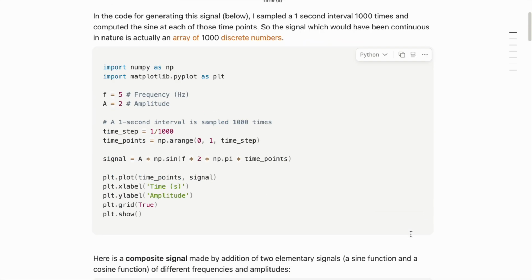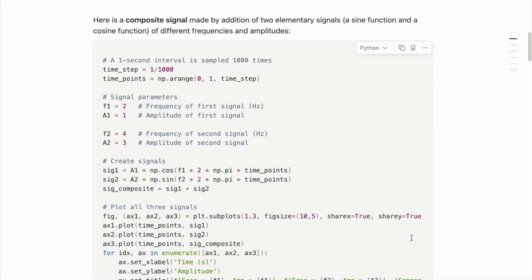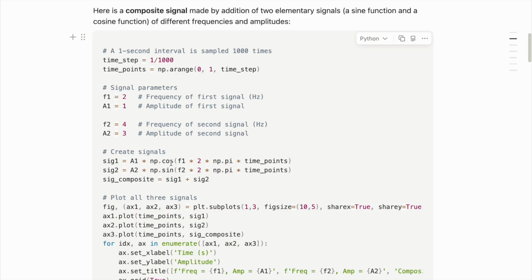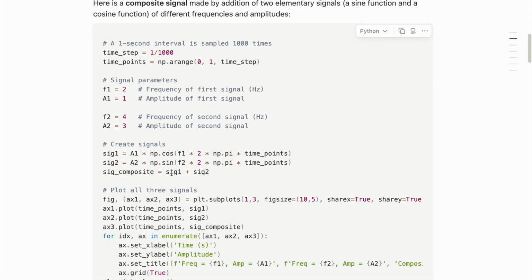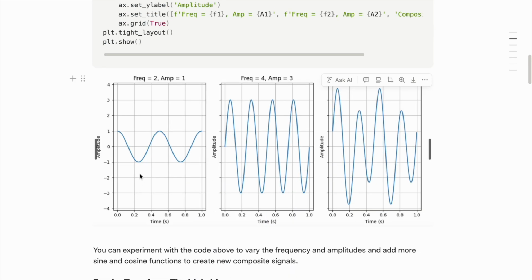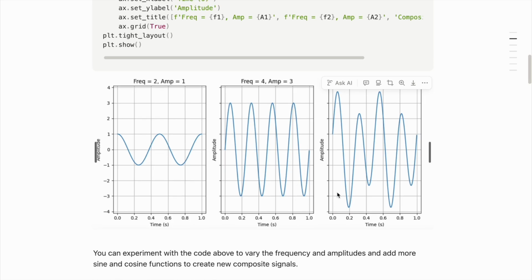So we have this signal, and now we can make a composite signal. This time we specify a frequency and amplitude for the first signal, that's 2 and 1, frequency and amplitude for the second signal. For the first signal, I picked a cosine function, for the second one a sine function, and then we just sum up the two signals and we plot them, and here it is. The first signal has a frequency of 2 and an amplitude of 1. The second one has a frequency of 4 and an amplitude of 3. And when we sum them, we come up with this composite signal.